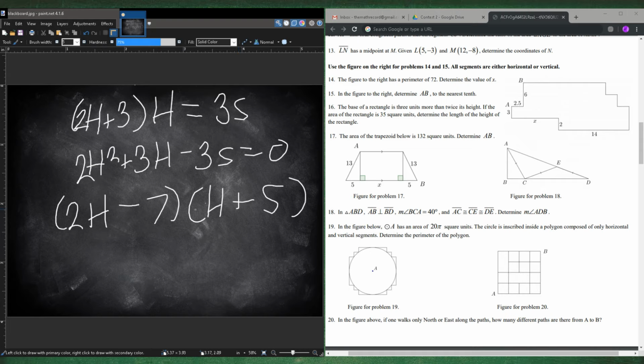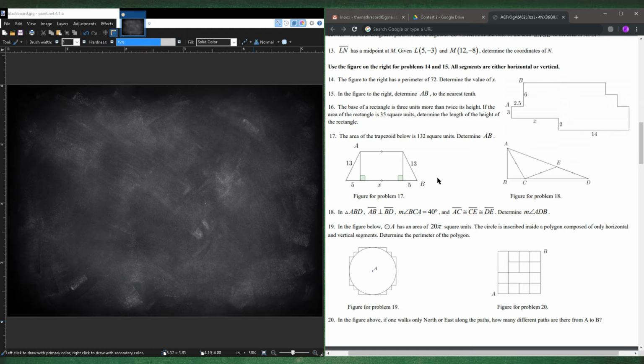Because I assume it should always be able to factor out pretty reasonably. If it doesn't, just use the quadratic formula. But if you just do it this way, it should be fine. It doesn't take that much time anyways. So h can't be negative, so h has to be here. So h has to be 7 over 2. So the height is 7 over 2.